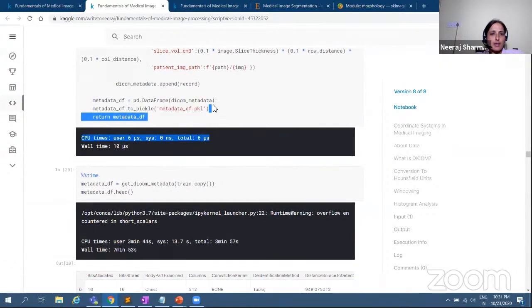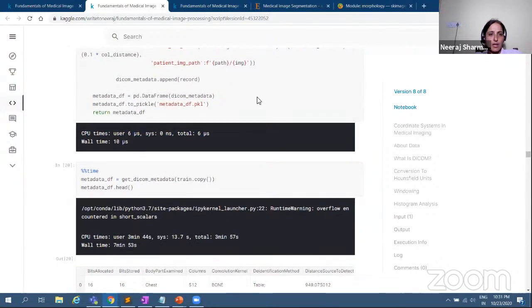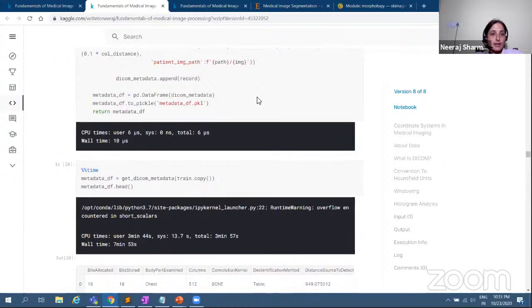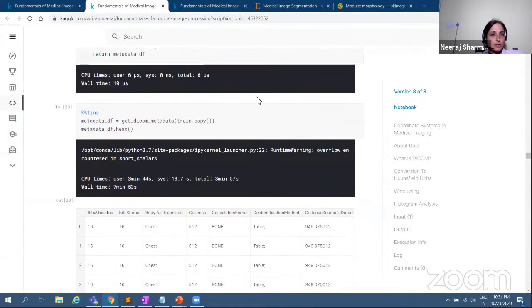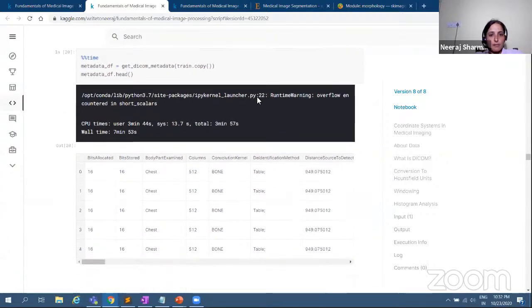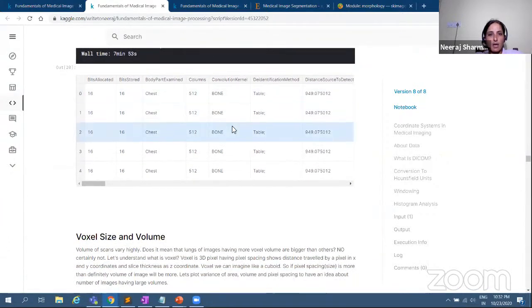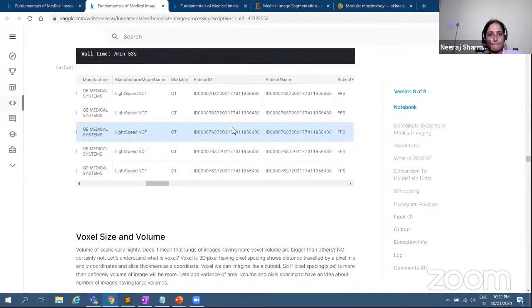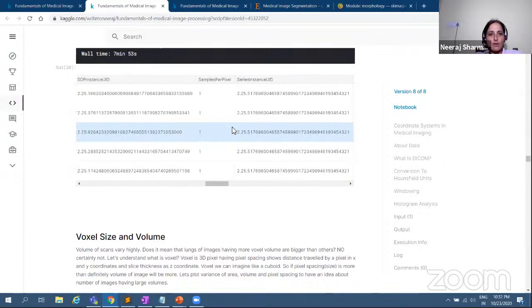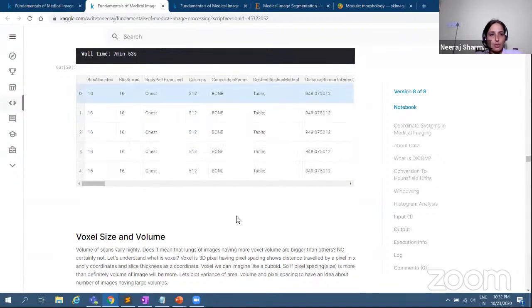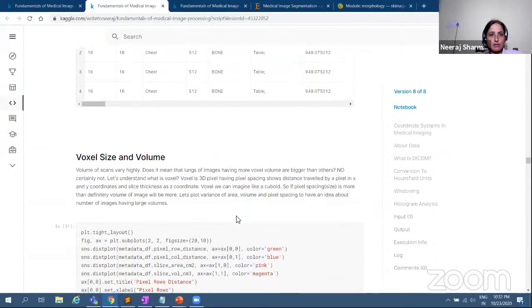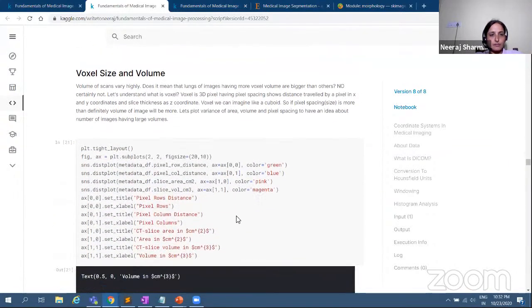And here I have kept this whole data frame in the form of a pickle. So later, if I want to use this data, I can directly load this pickle. I need not process all these things again, to save time. So this is how the data frame looks. It has a lot of metadata. We will not go through each of the metadata.